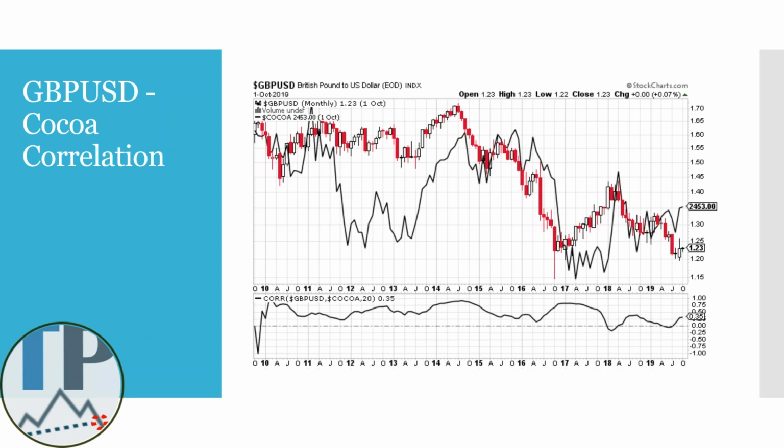Okay, so I guess the bottom line is that British pound influence has waned over the years and continues to do so.